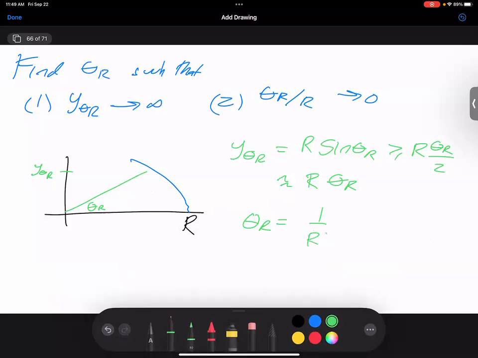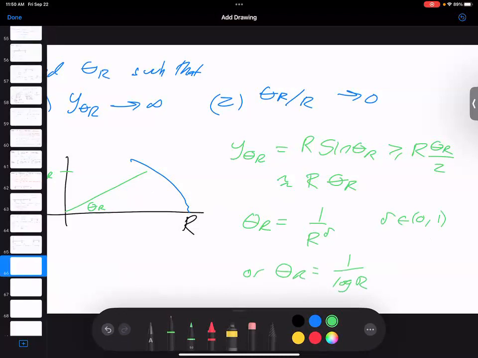So more generally, do r to the delta, delta in, say, (0, 1) should work. Or you could do maybe theta r is 1 over log r. And I like to have free parameters to play with as to how far you can push things. Okay. And so this is enough to show that the integral over the top of the semicircle is not going to be that bad at all.